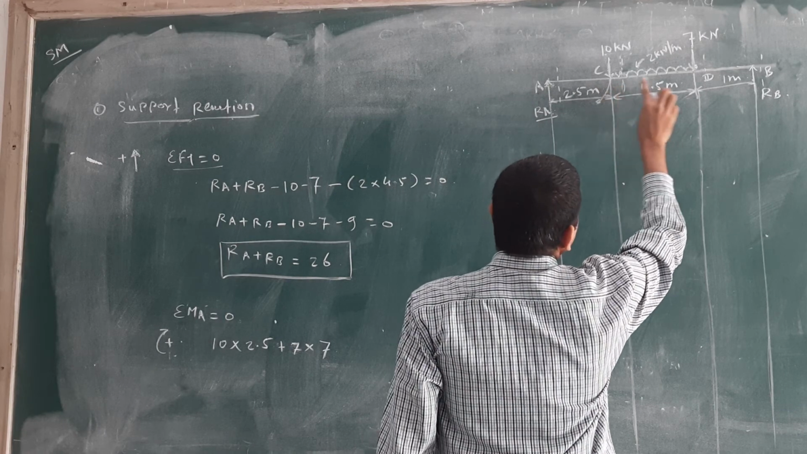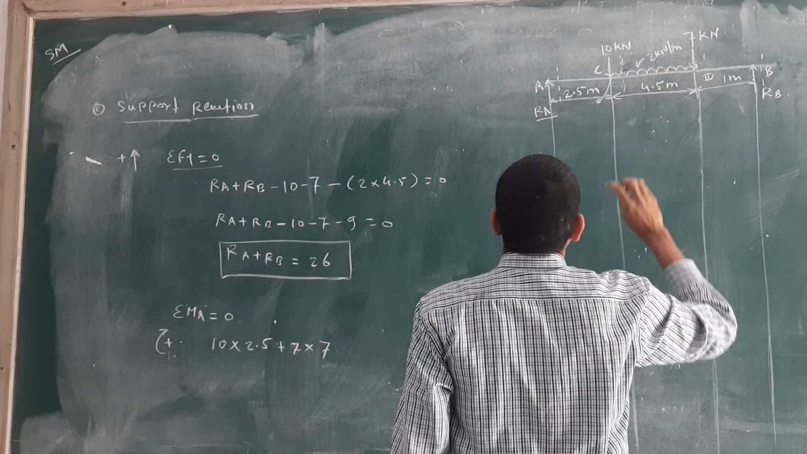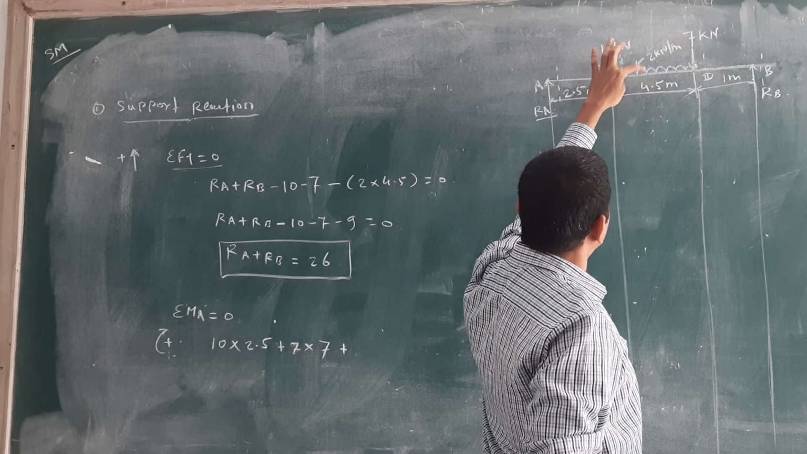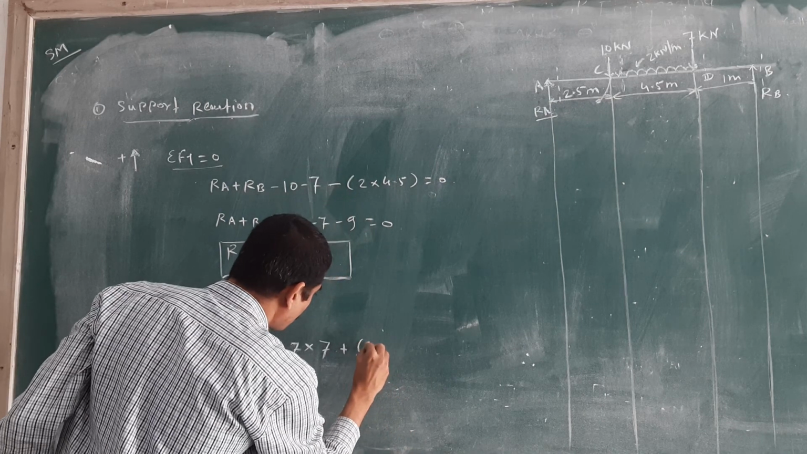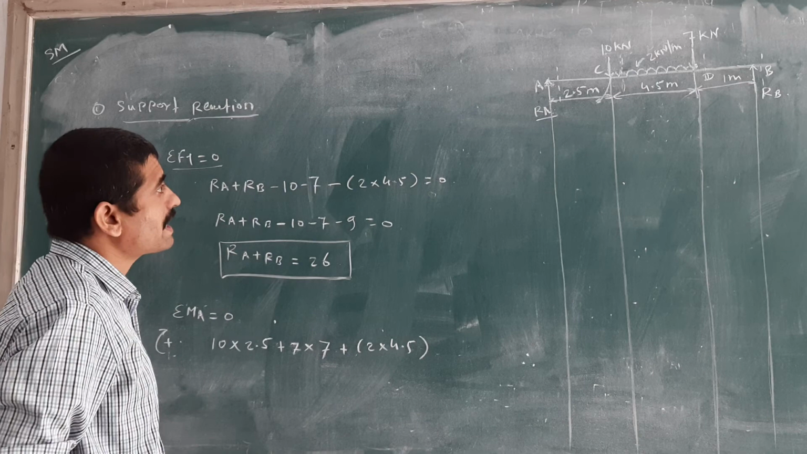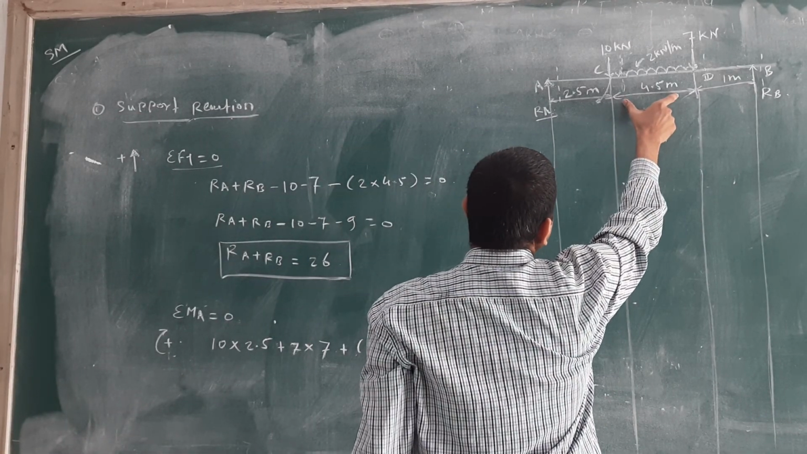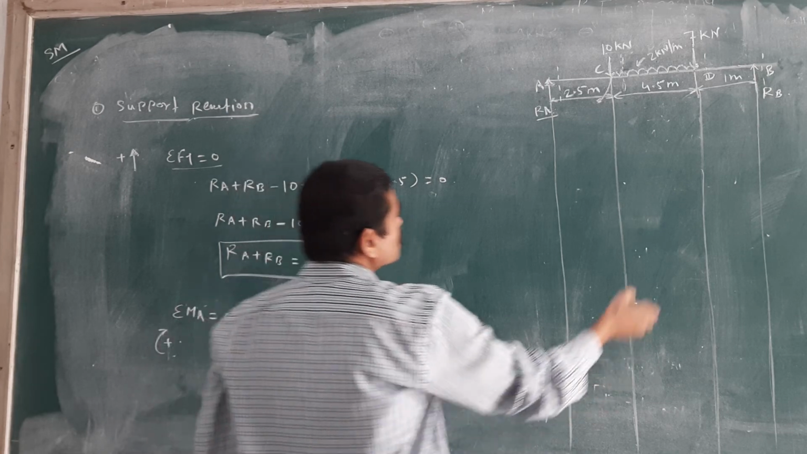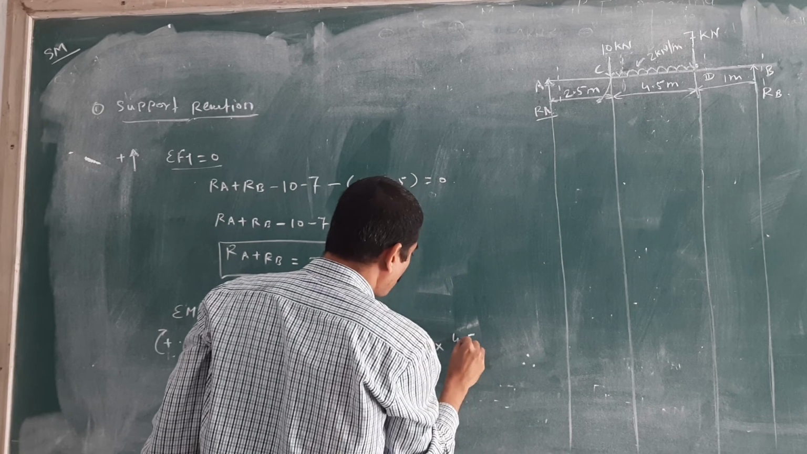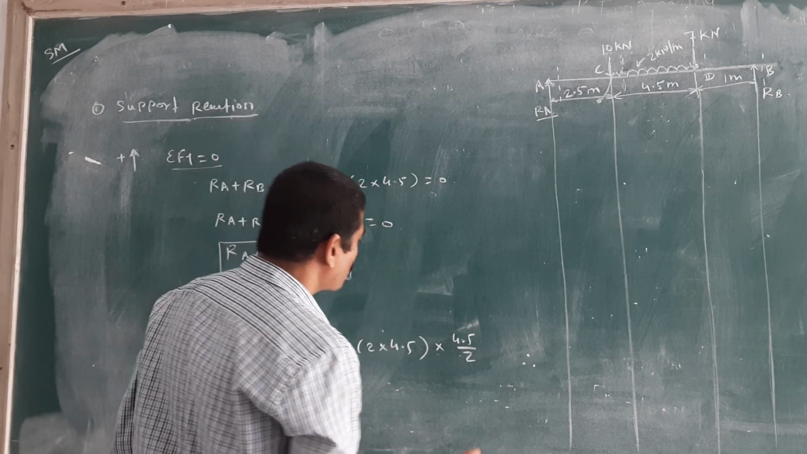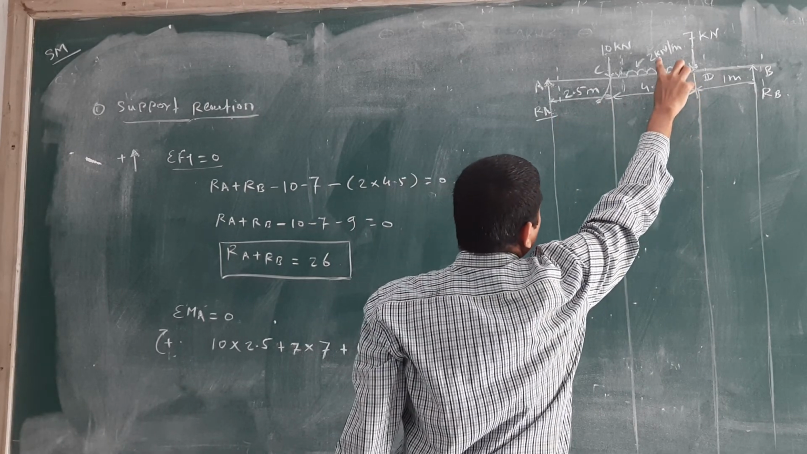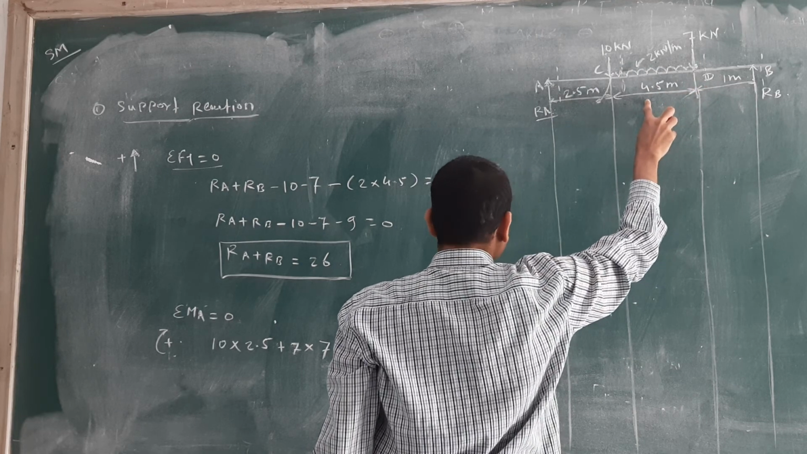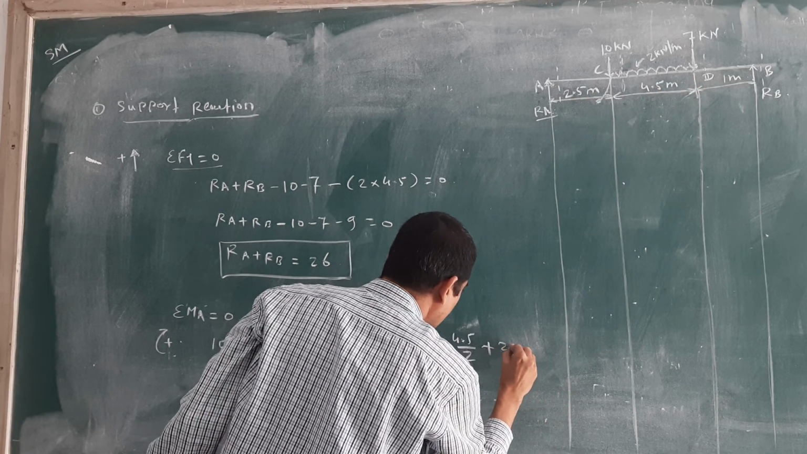Is there any force acting between C and D? There is a UDL given. And how to convert that UDL? If you convert this UDL into a point load, then 2 into 4.5, I will write here, 2 into 4.5. And where is that? At the center. Means what? From C to D we get half the distance, 4.5 divided by 2. And plus the remaining distance up to A. We are coming from the center to point A, which means half the distance of C to D, plus 2.5. So you get 4.5 divided by 2 plus 2.5.